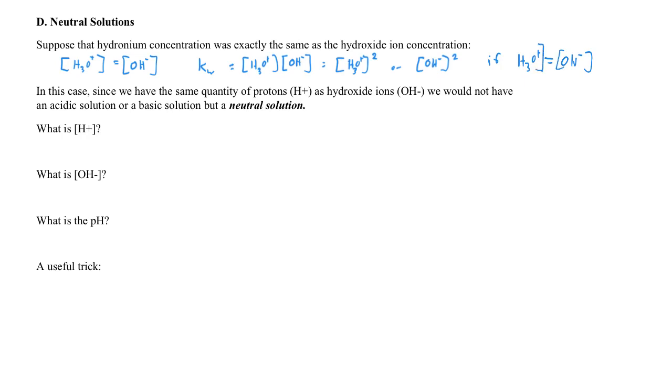So what we're saying is that if the solution is neutral, what that means is that the hydronium and the hydroxide must be equal to each other. There's not more of one than the other. They're exactly equal. And if they're exactly equal, we can find what the value is because we know Kw. All we have to do is square the hydronium ion concentration or the hydroxide ion concentration and set it equal to Kw, and then figure out what H plus is and what OH minus is. So let's go ahead and do that.